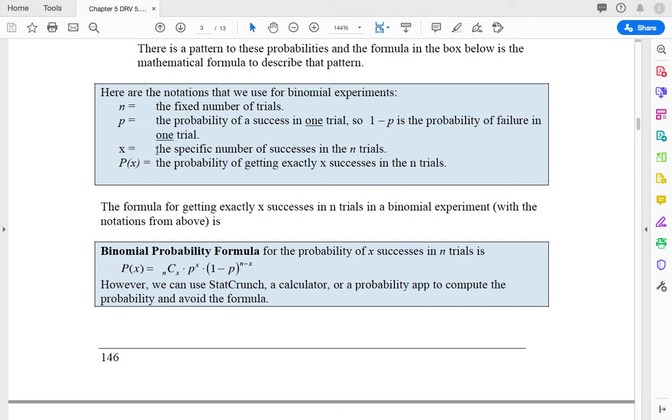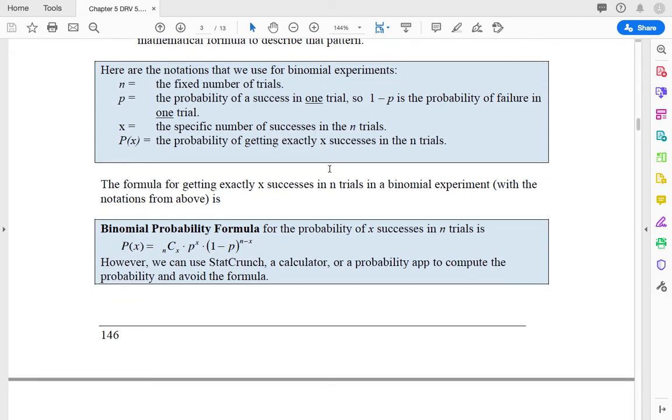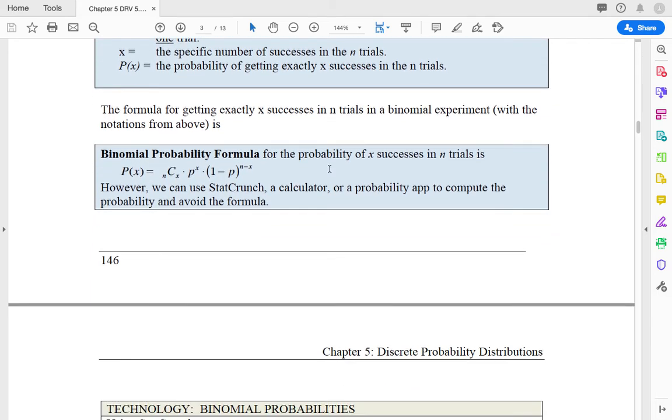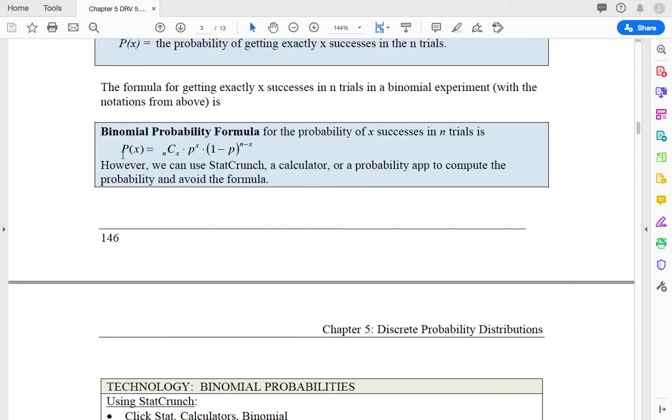The specific number of successes in the n trials is x. That's what we're counting, how many things actually occur, the "successes." And then p of x is the probability of getting exactly x successes, again, the thing we count in the n trials. And then there's this formula here, which was derived up above in the reading. This awesome formula is great right here.